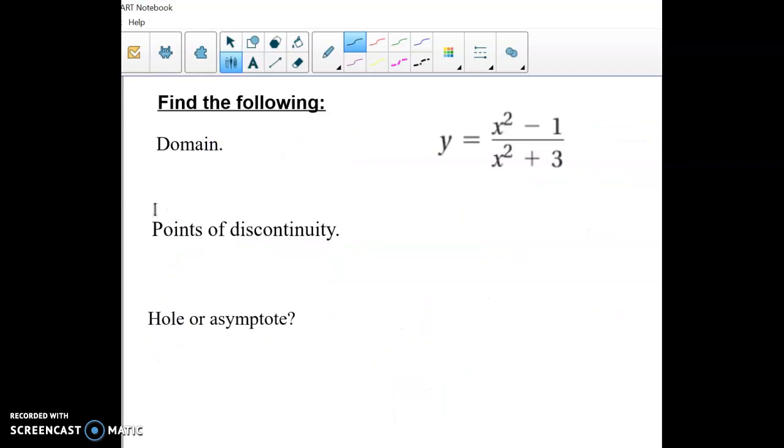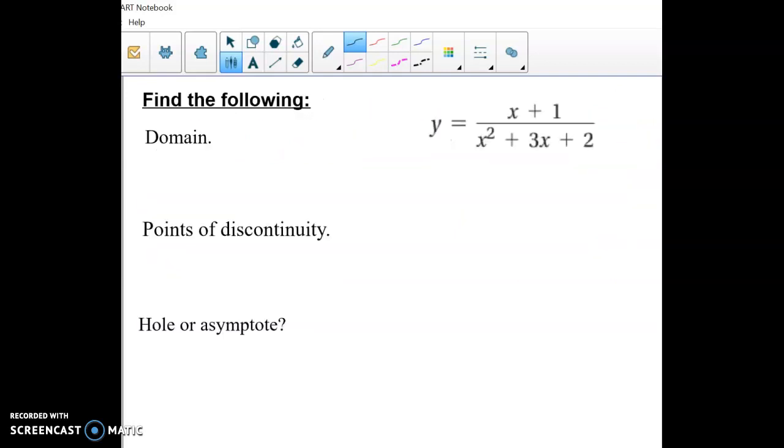I'm going to skip that one. Let's try this one quick. Pause the video and see if you can figure out the domain, the discontinuities, and then whether they are holes or asymptotes. Try as much as you can on your own.